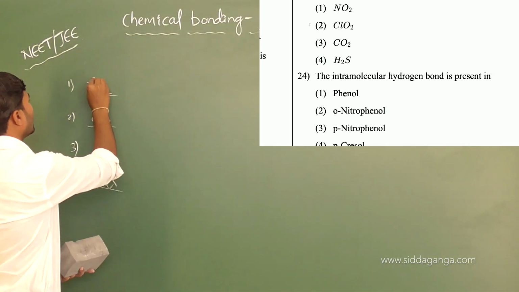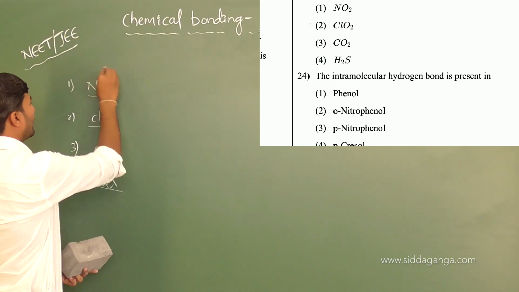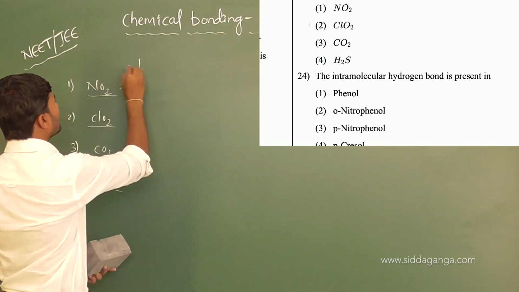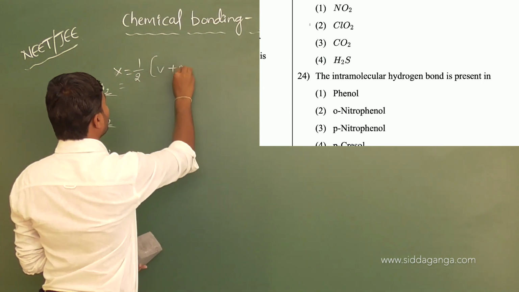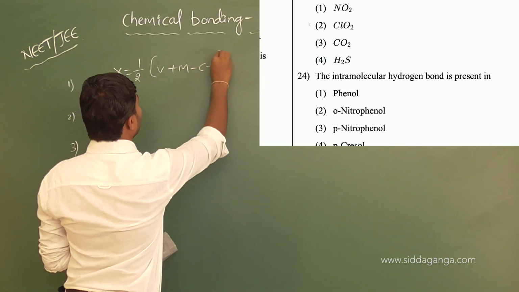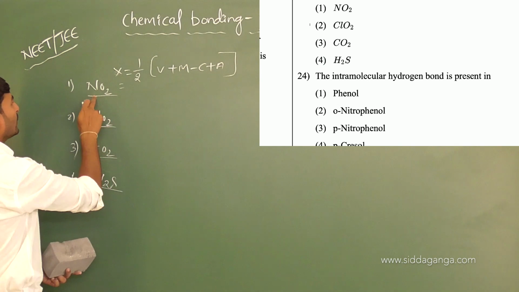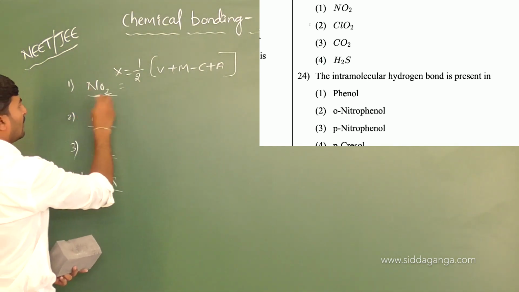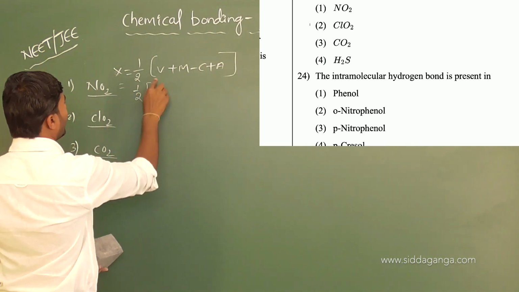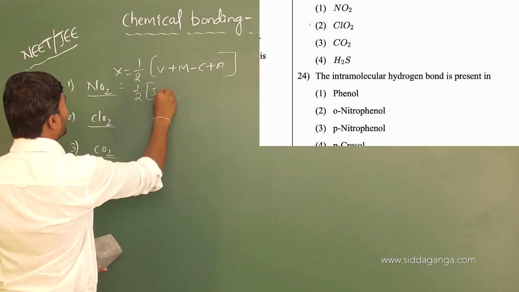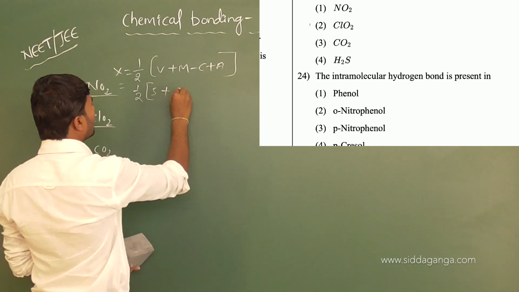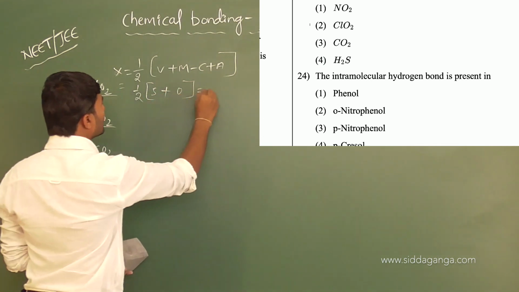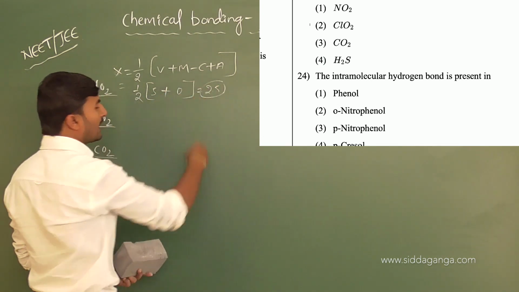Here the central atom is nitrogen. This hybridization can be calculated by using this formula: x is equal to v plus m minus c plus a. For this molecule, the central atom is nitrogen. The nitrogen atom will have 5 valence electrons, plus here we have no monovalent atoms, that means 0. 5 by 2 is 2.5. This will not be the right option.